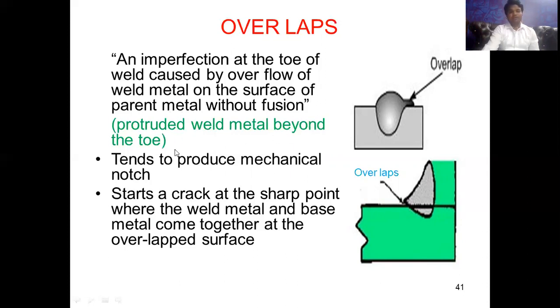Protruded weld metal beyond the toe. So this is protruded beyond the toe. It tends to produce a mechanical notch. It starts a crack at the sharp point where the weld metal and base metal come together at the overlap surface. So this will act as a sharp point and can start a crack.